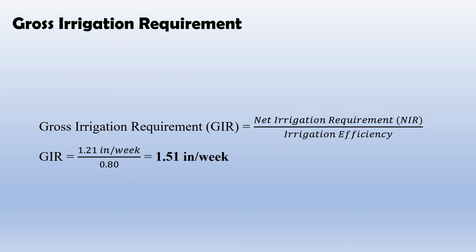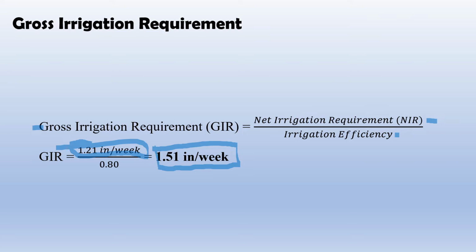You now use the net irrigation requirement to correct for the efficiency of your system. Even the most modern irrigation systems aren't going to be 100% efficient. 80 is a good percentage to assume, so we're going to assume that our irrigation system is 80% efficient. So you see here, your gross irrigation requirement is equal to the NIR, net irrigation requirement, divided by the efficiency of the system. From the last slide, we got the 1.2 inches per week divided by 0.8, which is 80% in decimal form, and we find out that our gross irrigation requirement for cool season grass is 1.51 inches per week.